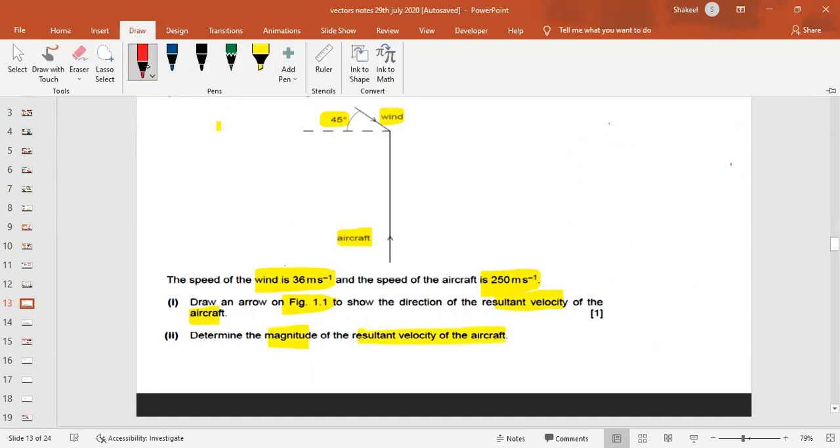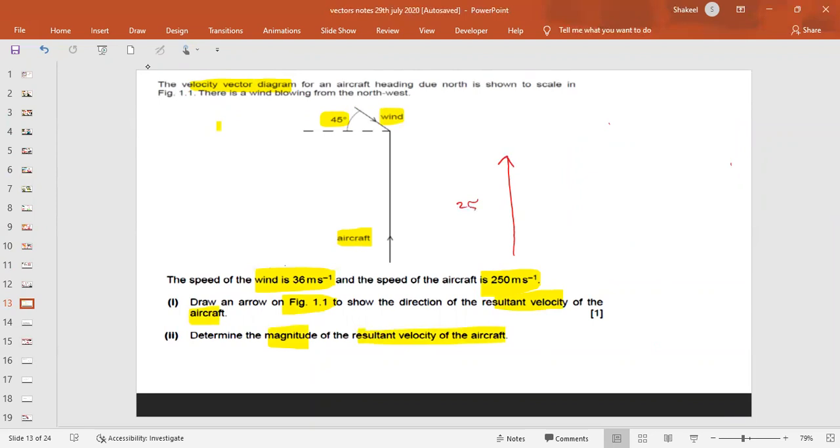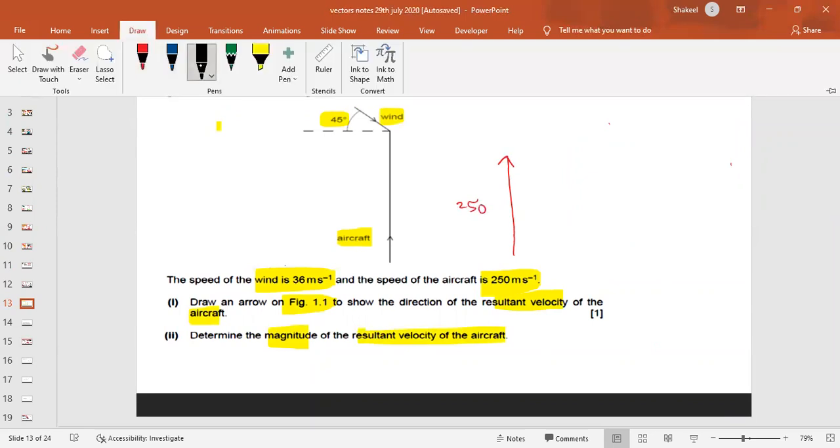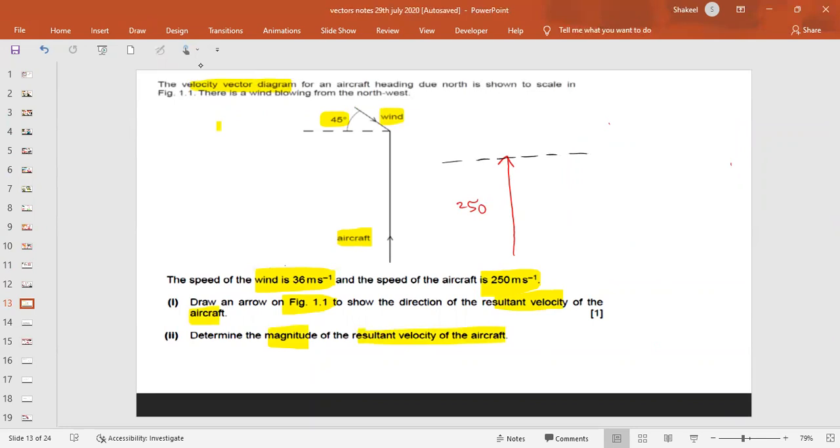Okay, so now what we can do is draw it on this side. This is the aircraft speed, which is 250. The next thing is that the wind is blowing this way. I have attached the tail of the wind with the head of the aeroplane velocity. This wind is actually 36 meters per second. And now we have to look for the angle. As you know, this is 45 degrees. This alternate angle would also be 45 degrees, but we have to use the interior angle. As the whole angle is 90, this angle is 90 minus 45. So this is 45 degrees.